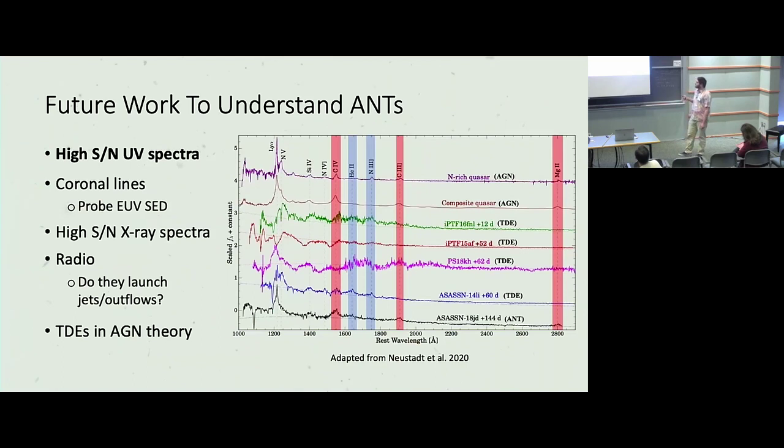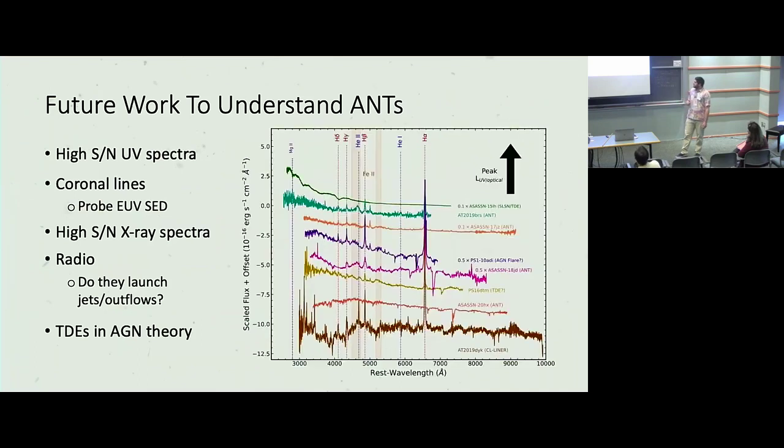The AGNs tend to show much stronger carbon lines and magnesium, which is almost never seen in TDE UV spectra, whereas the TDEs tend to show helium and strong nitrogen lines. And so potentially by obtaining a larger sample of UV spectra for ANTs, we can start to understand what's going on in the UV. Are they more consistent with an AGN or TDE? Obviously, this is complicated by the fact that you have an AGN in the first place. Perhaps this is one avenue towards understanding them better.